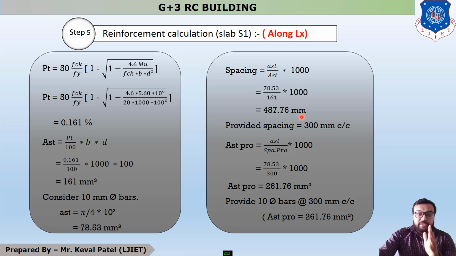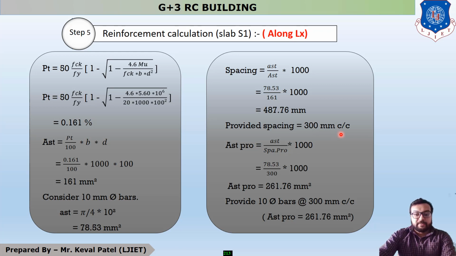Now you all know that whenever you have to provide main steel, your spacing between main steel does not exceed 300 mm. But in this example, your spacing is equal to 487.76 mm. So the maximum spacing you can provide is 300 mm. So your spacing provided is 300 mm center to center.